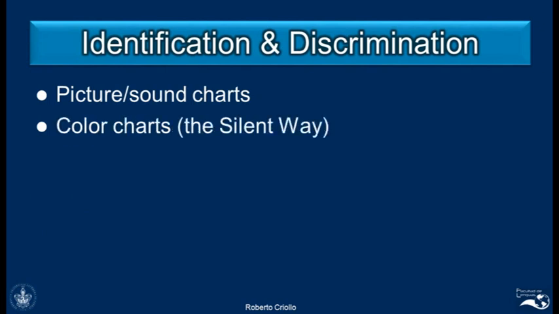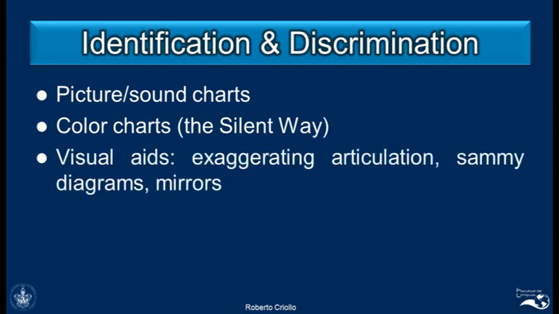These are some materials and activities that we can use for the identification and discrimination stages of the lesson. First of all, we can use materials such as picture and sound charts. We could use color charts as the ones that are used in the silent way. We could also use visual aids. Some of them could be exaggerating articulation so that the students know how they are going to pronounce the sounds.